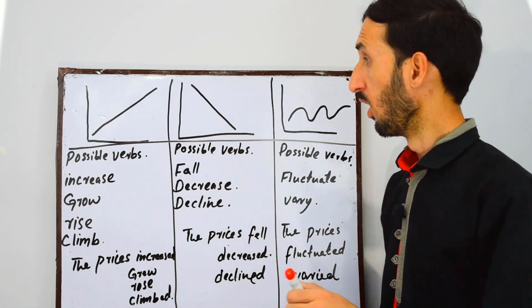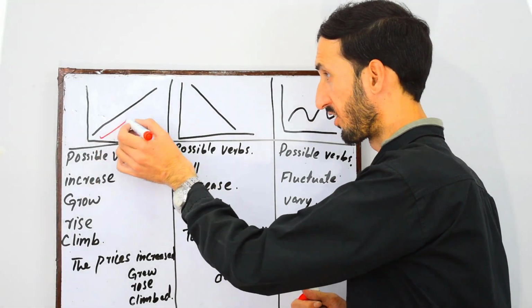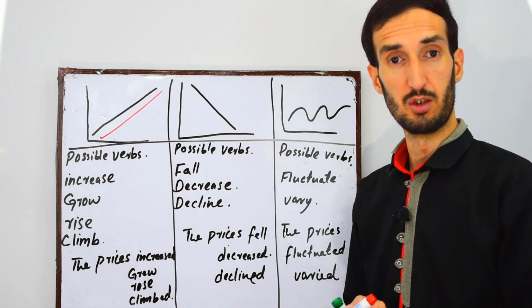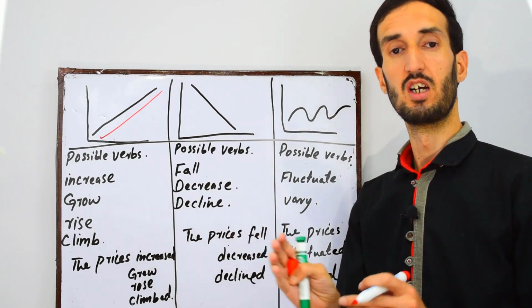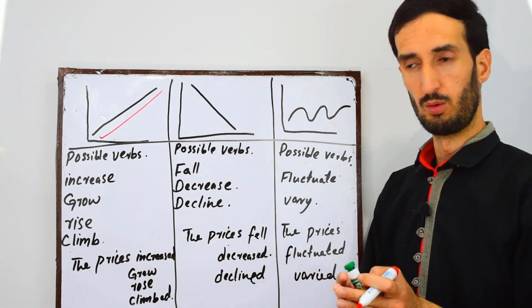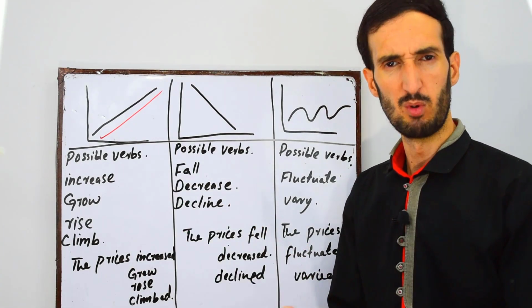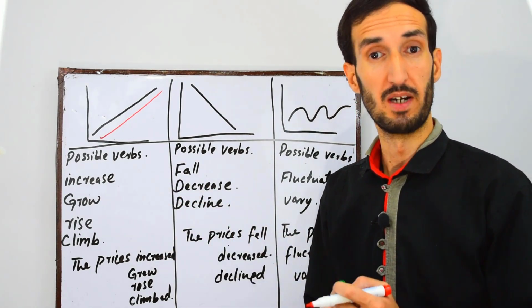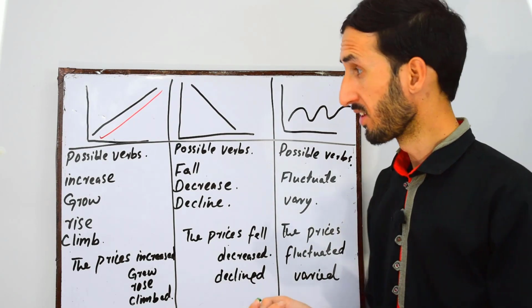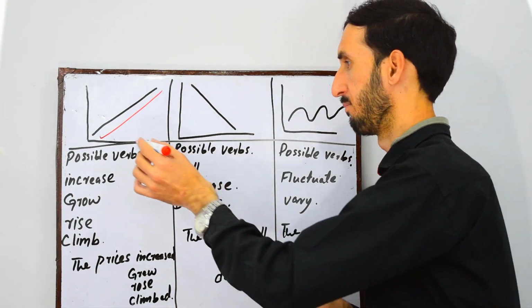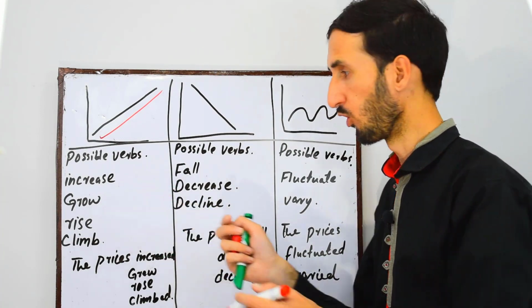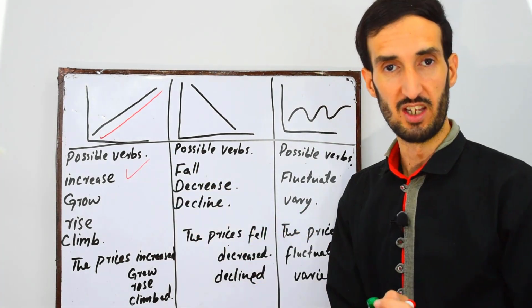Now remember, when the line goes up, these verbs you can use. These are the possible verbs you can use there. So learn these words. There are some more, but these are the words. If you learn them, you can get a good band score. What are the possible verbs when the line goes up? It goes up. So you can use the word increase.